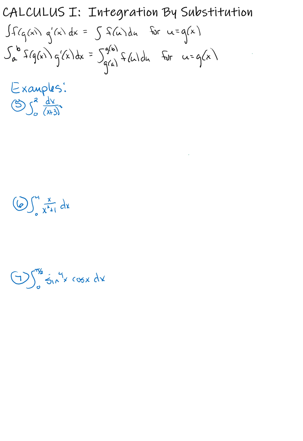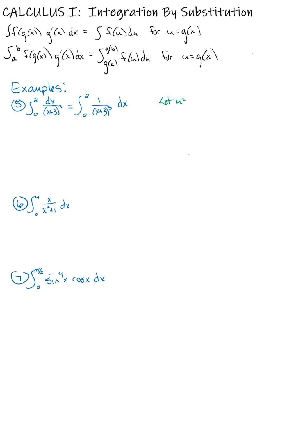We're integrating from 0 to 2 of dx over x plus 3 raised to the third power there in the denominator. Now, I think it's convenient to go ahead and move that dx to the back so we can keep that off to the side. Okay, so now I need to figure out what am I going to let u equal.